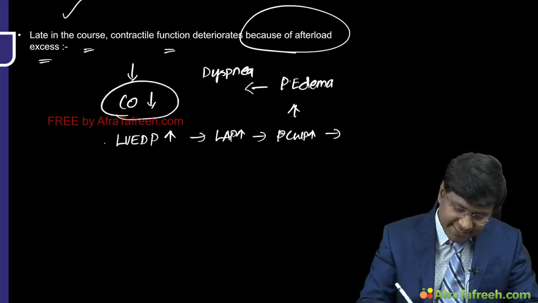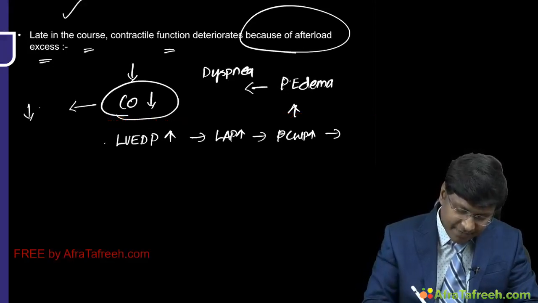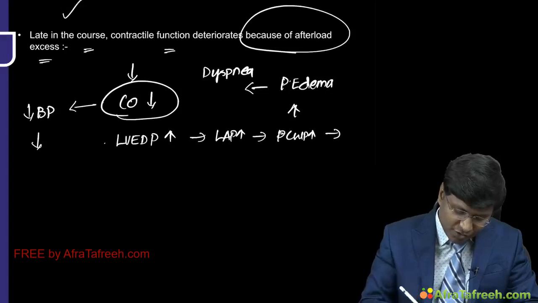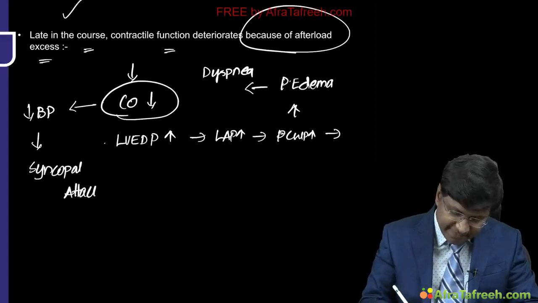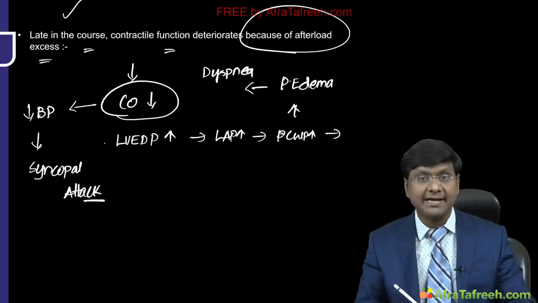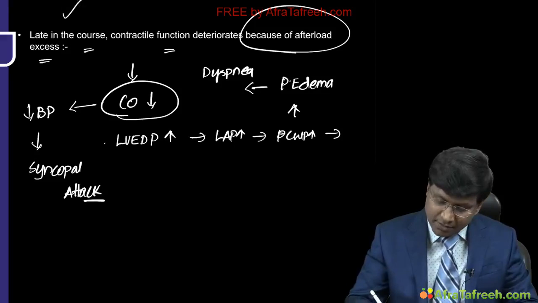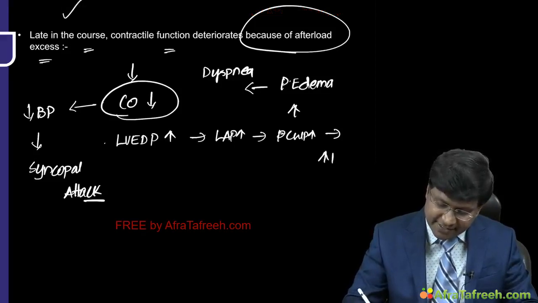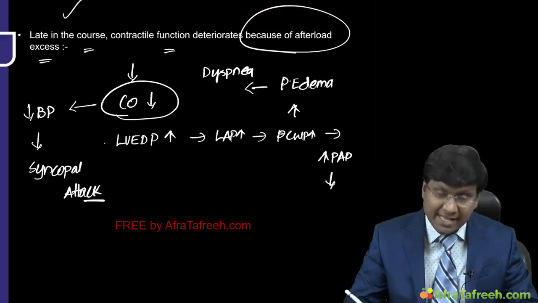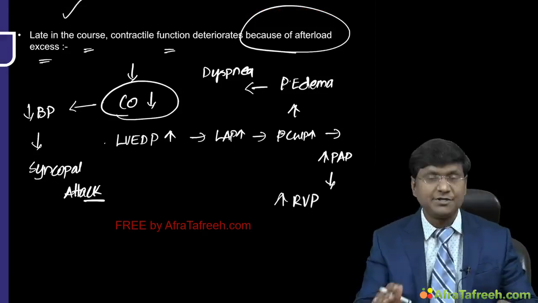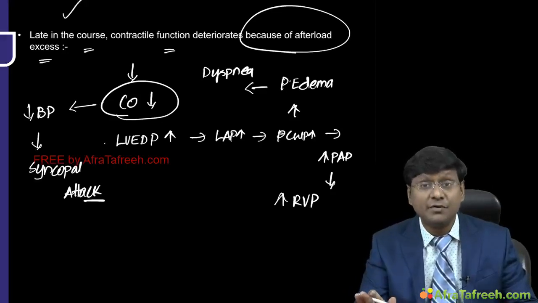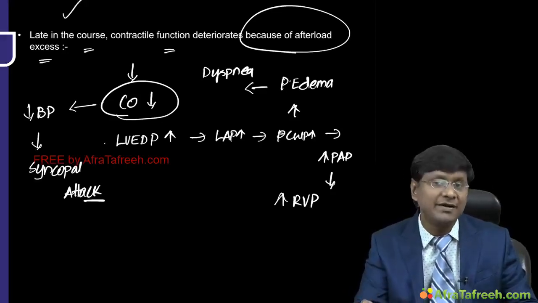And because of this decrease in cardiac output, there will be hypotension. And because of hypotension, the patient can have a syncopal attack. And subsequently, the pulmonary capillary wedge pressure is increased. Subsequently, there will be an increase in pulmonary arterial pressure. And that will further cause an increase in the right ventricular pressure.